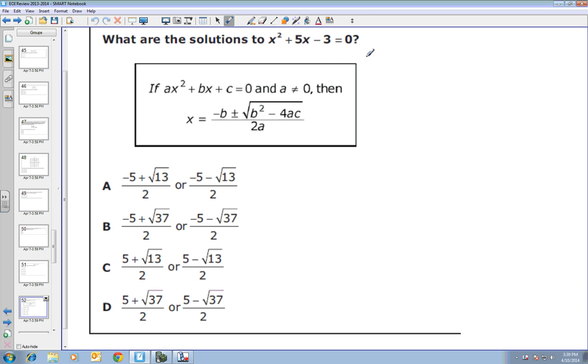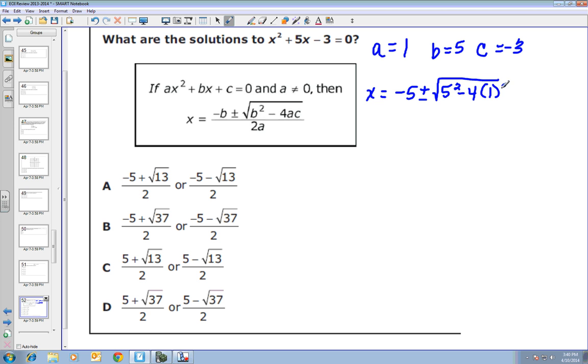So let's go ahead and label. My a is the number in front of my x squared, so my a is 1. My b is the number in front of my x, so it's 5. And c is negative 3. So we're going to take these three things and plug them into the quadratic formula. So x is equal to negative b, negative 5, plus or minus the square root of b squared minus 4 times a times c, all over 2a.